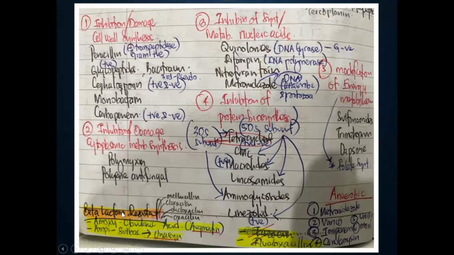Okay. And beta-lactam resistant drugs: for beta-lactam resistance you use Augmentin, ampicillin-sulbactam (Unasyn), Tazocin, and flucloxacillin. Okay. Amoxicillin alone cannot be used against beta-lactamase. That's why you add clavulanic acid. Ampicillin, you add sulbactam to become Unasyn. Tazocin is piperacillin plus tazobactam. Piperacillin alone cannot be used, that's why you add tazobactam to overcome the beta-lactamase. Okay.